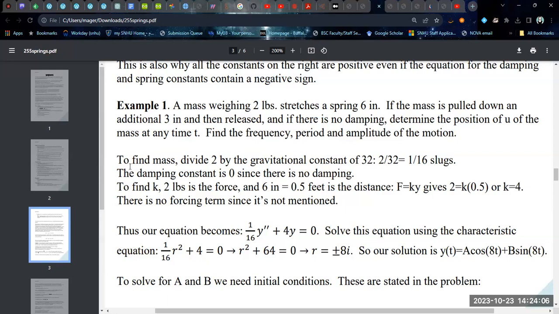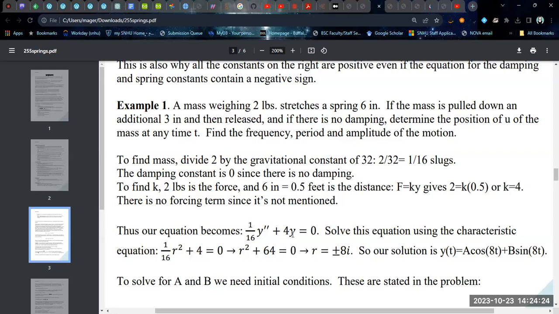So first we have to find the equation in order to find any of these things. To find the mass, because this is in pounds, we're going to divide by the gravitational constant and get our 1/16 of a slug.